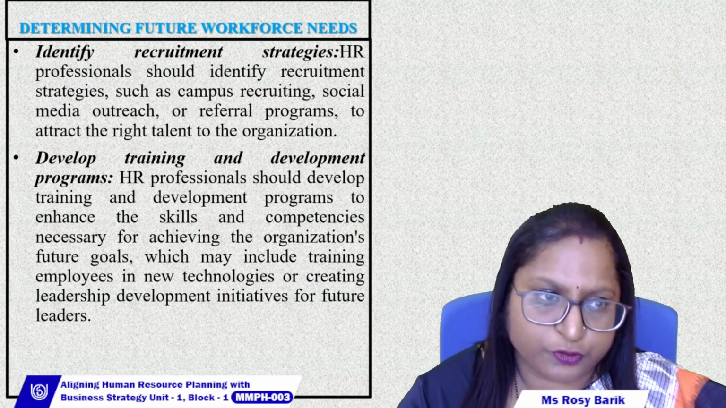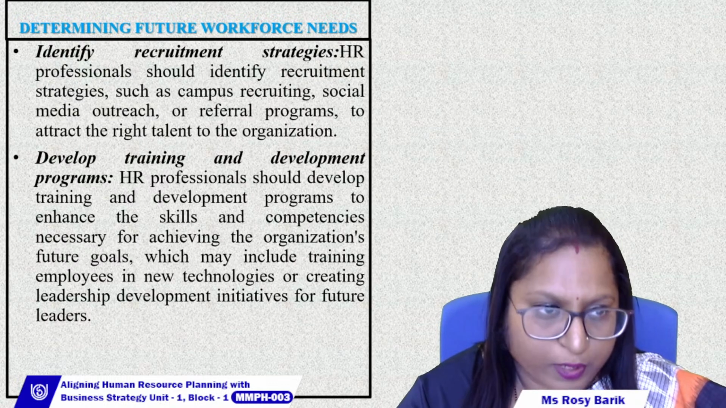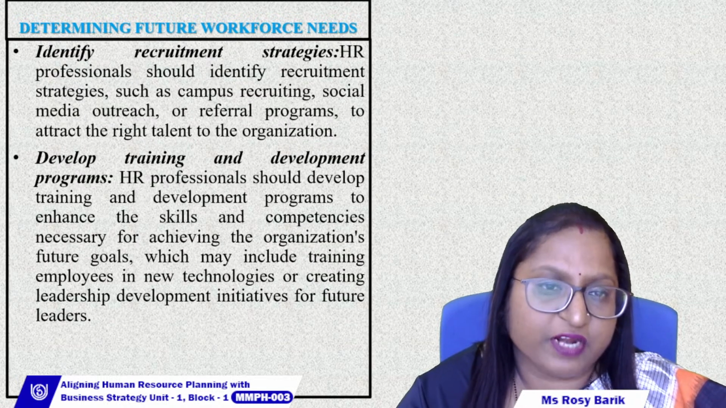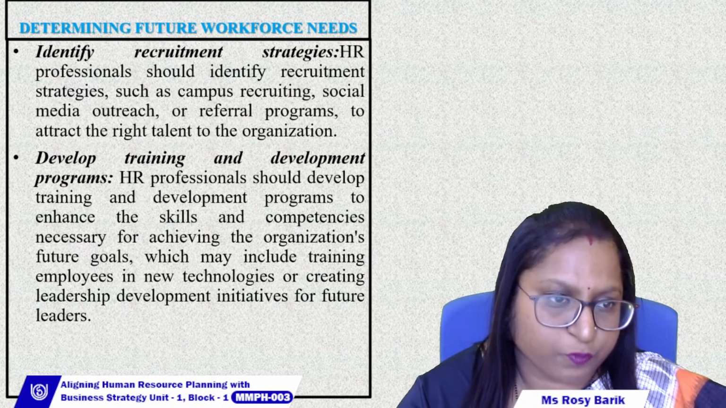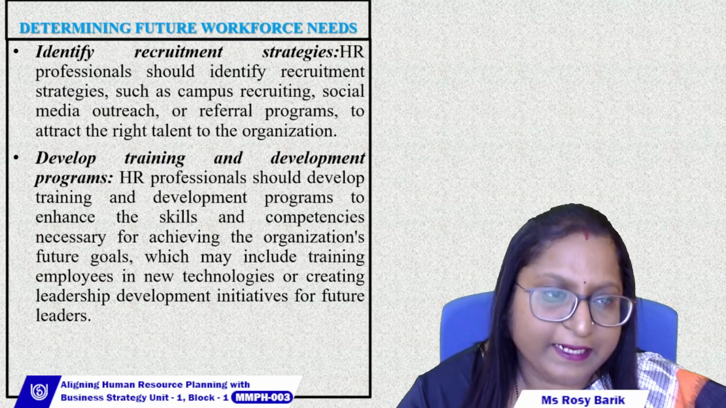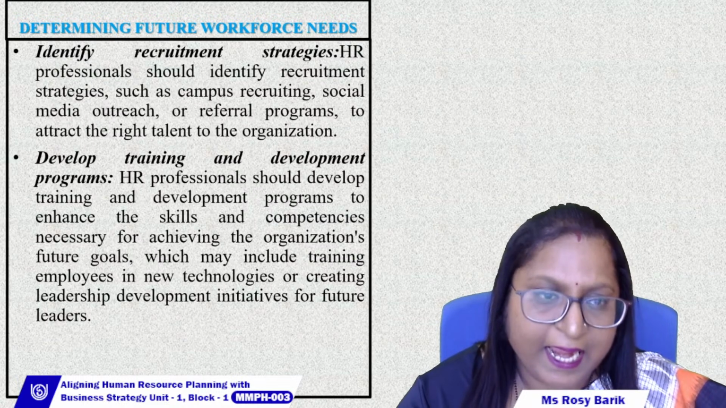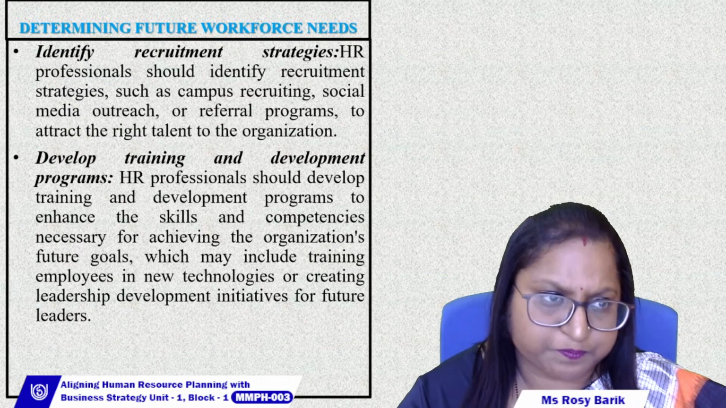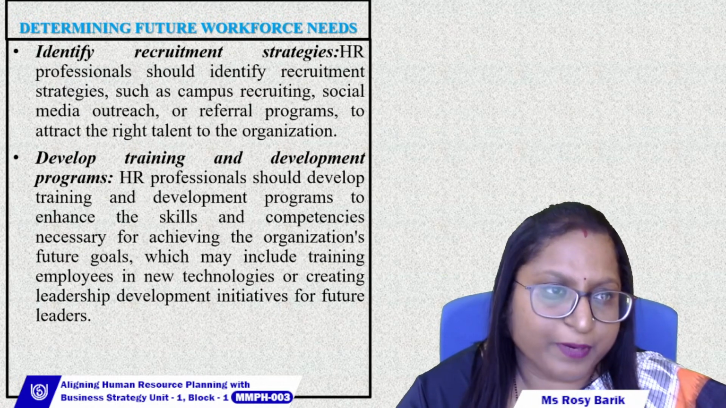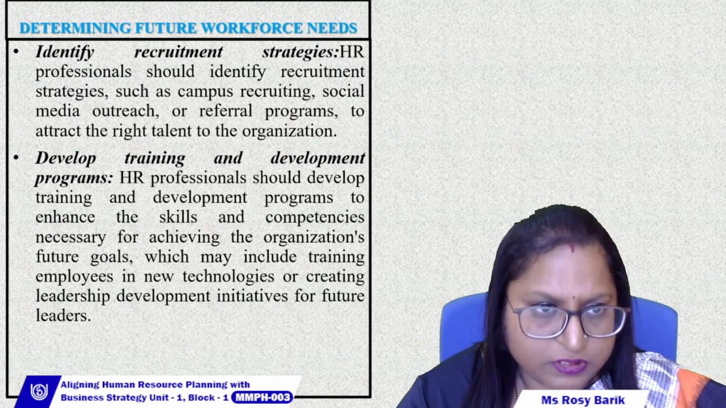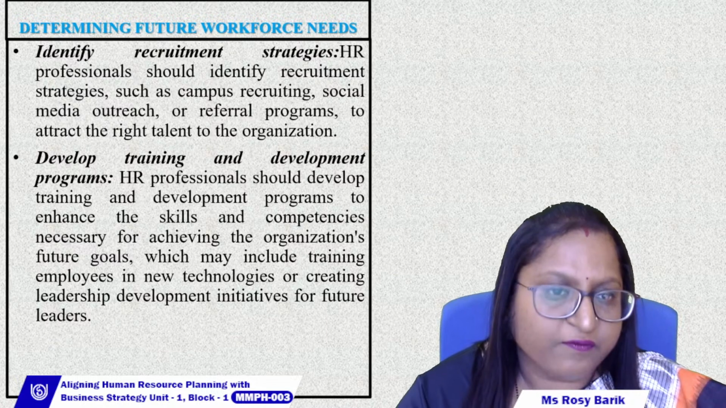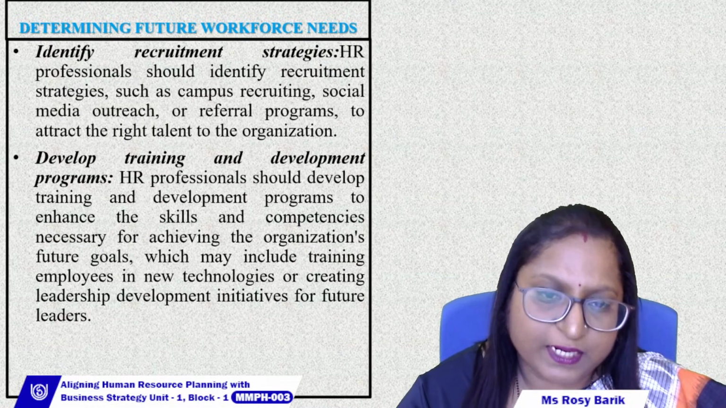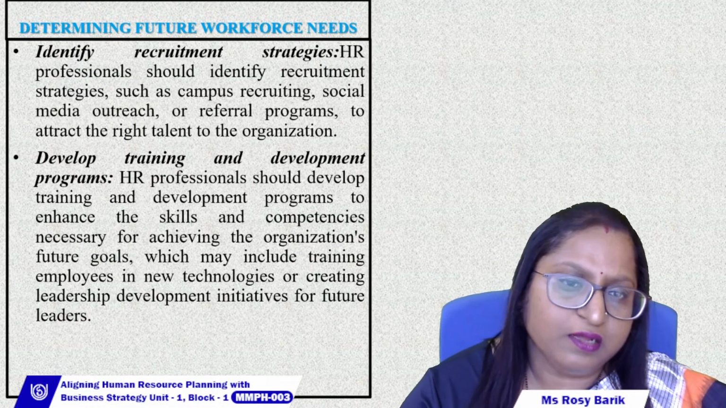HR professionals should develop training and development programs to enhance the skills and competencies necessary for achieving the organization's future goals, which may include training the employees in new technologies and creating leadership development initiatives for future leaders. Training and development is also a first and foremost important factor for achieving the organizational goals and objectives, as well as creating the future leaders for the organization.